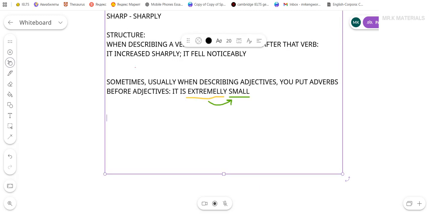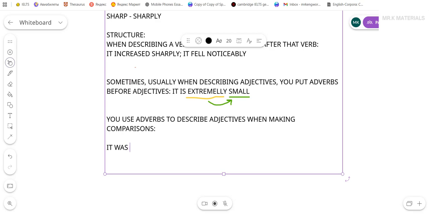I'll point out one important thing here. You use adverbs to describe adjectives when making comparisons, to make them more obvious, to add more information here. All right. Usually, again, a lot of candidates avoid this, and this is no problem. But to vary your language for a higher score, you may try this. Okay. For example, I have a sentence. It was higher. Let me break it down.